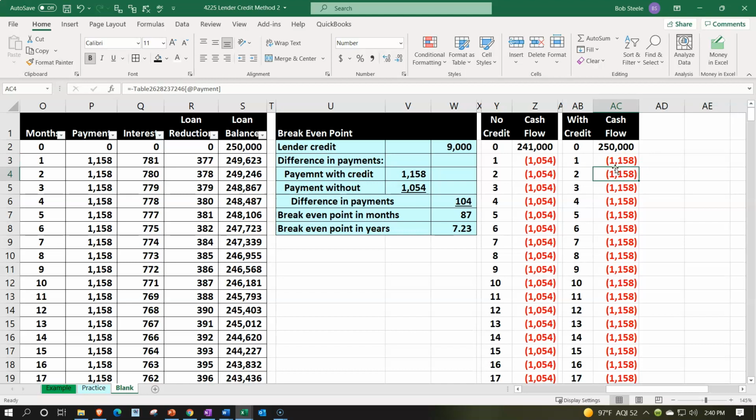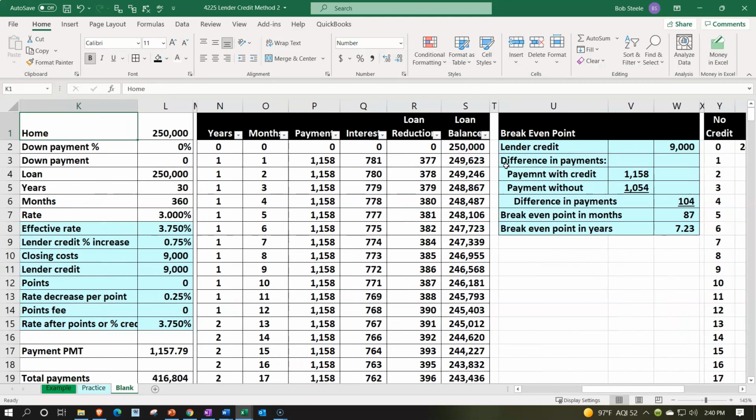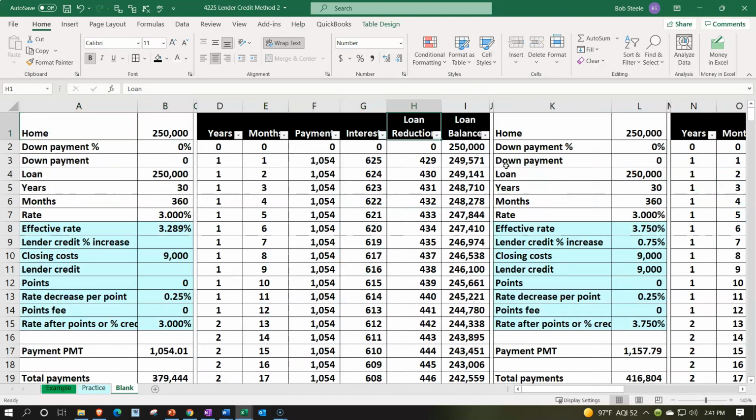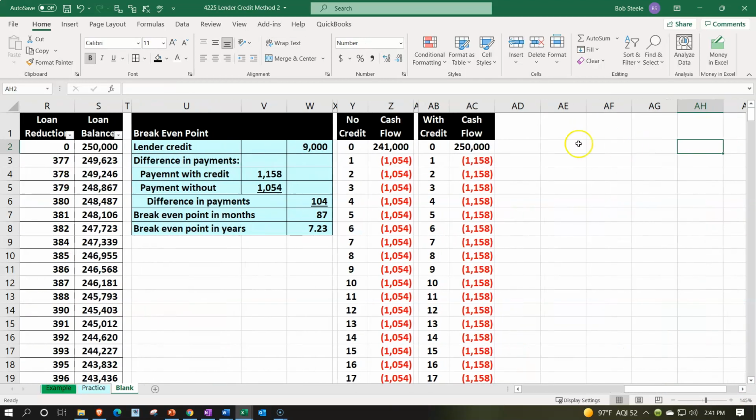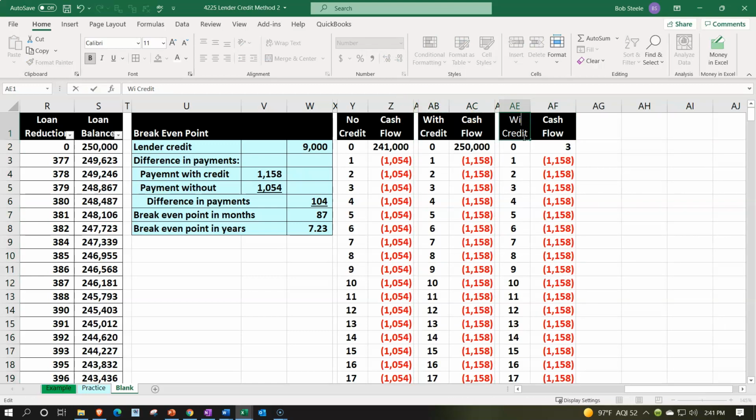So if I'm trying to look for the break even, I'm trying to find this one, the one that doesn't have the credit, and look for the IRR, which is going to be equivalent to the 3.75 here. So let's try to do that. And so we calculated our break even. Let's try to copy this from A to AC. And this is going to be, once again, with no credit.